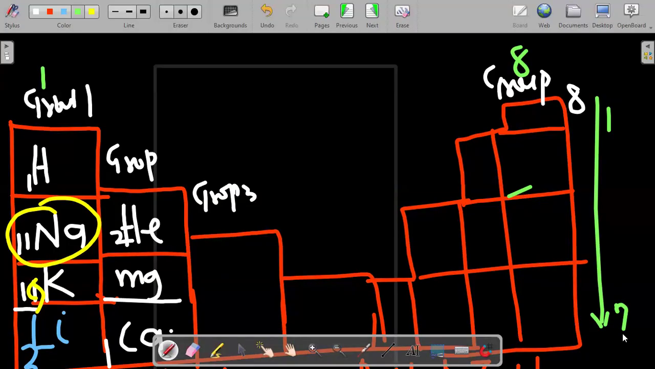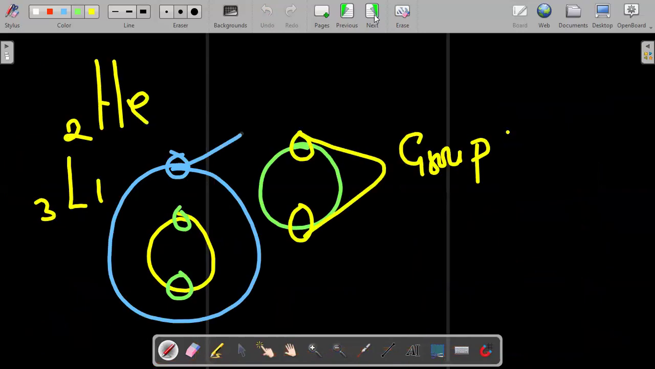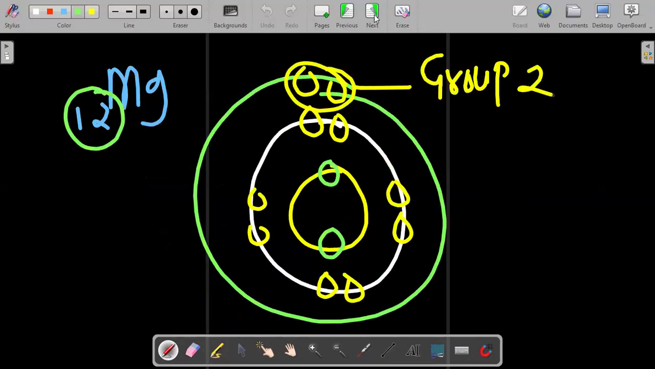So how do we know hydrogen is in group 1? How do we know sodium is in group 1? How do we know potassium is in group 1? How do we know lithium is in group 1? To do so, we have to bring the idea of the arrangement of electrons around a shell. So the shell has a standard way of arranging it.